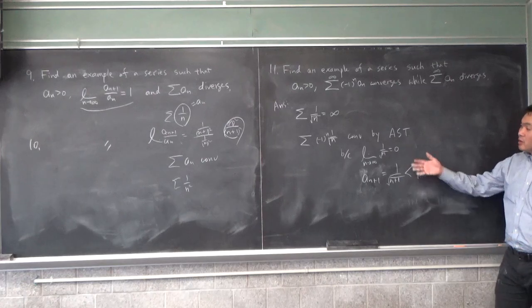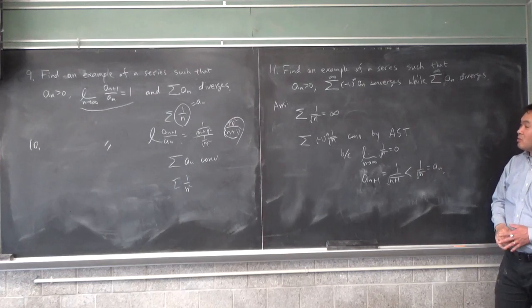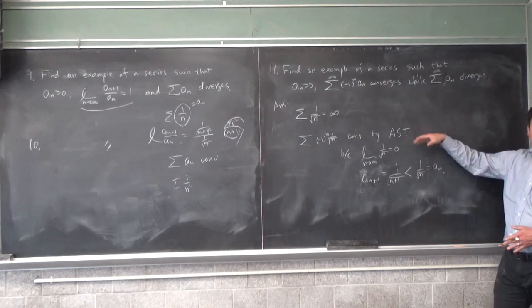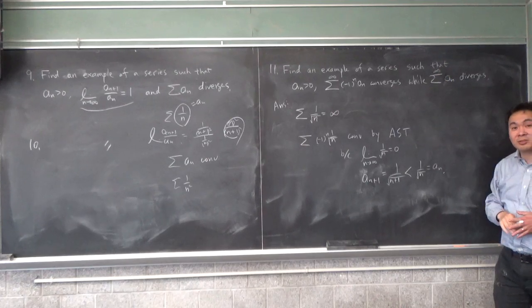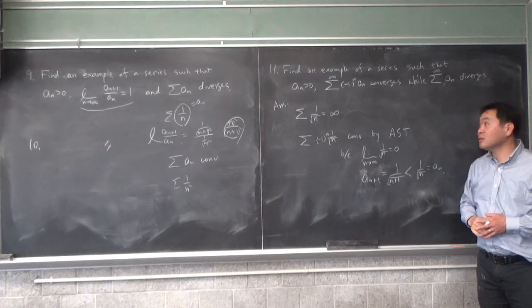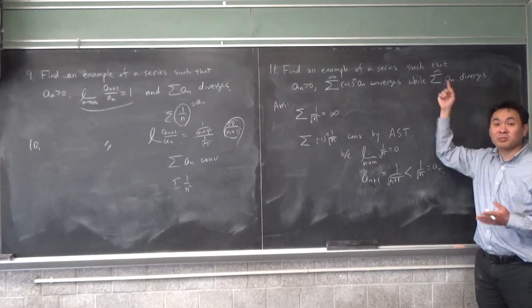Okay, so these examples should give you an idea of what conditionally convergent means, right? If this is true, we say it's conditionally convergent. If both are convergent, we say it's absolutely convergent.